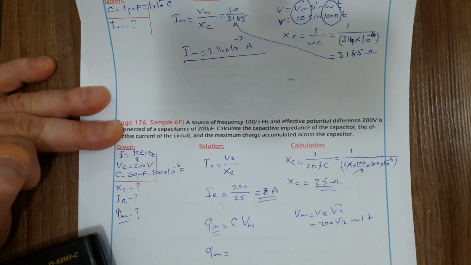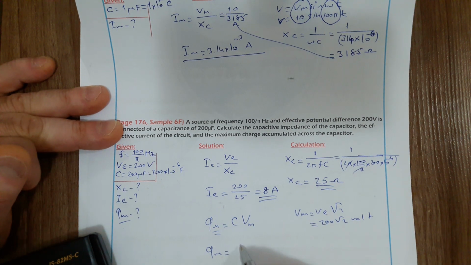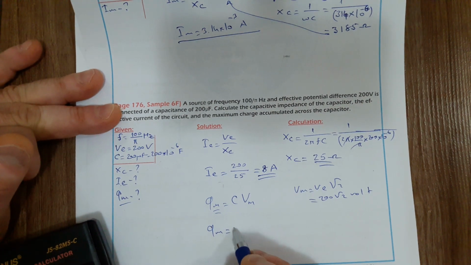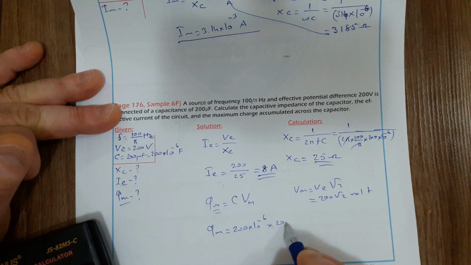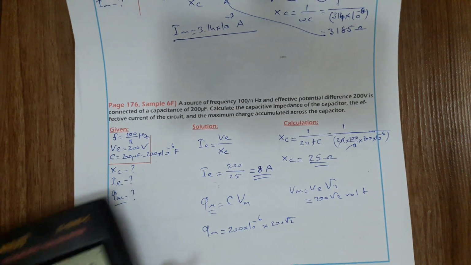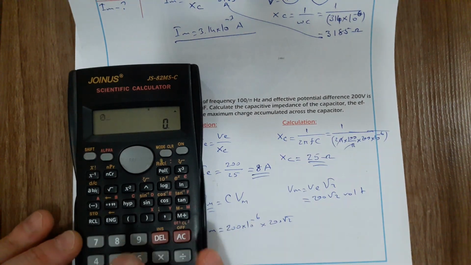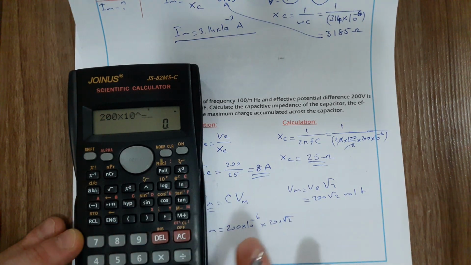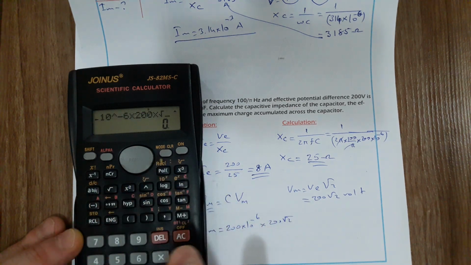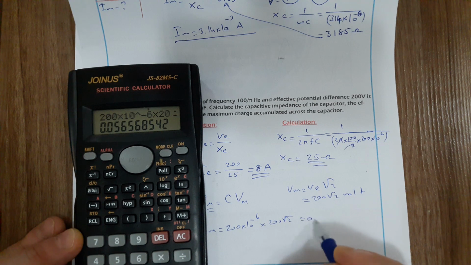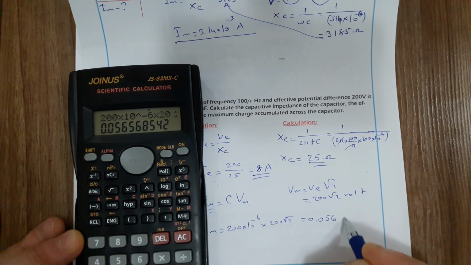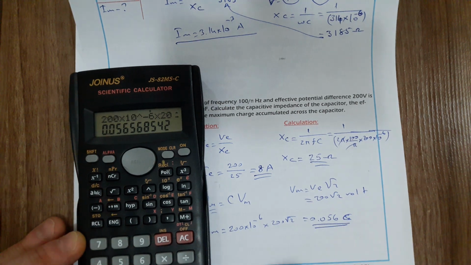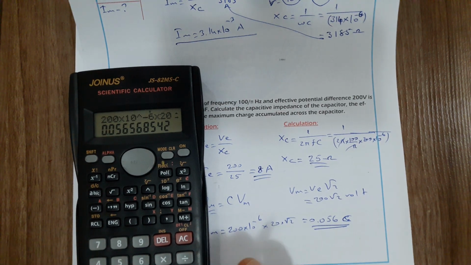Now we can calculate the maximum charge accumulated across the capacitor. So C is 200 times 10 to the power of negative 6 farad multiplied by 200 root 2. Let's do this calculation. 200 multiplied by 10 to the power of negative 6 multiplied by 200 multiplied by root 2. The answer is 0.056 coulomb. So this is the maximum charge accumulated on this capacitor.